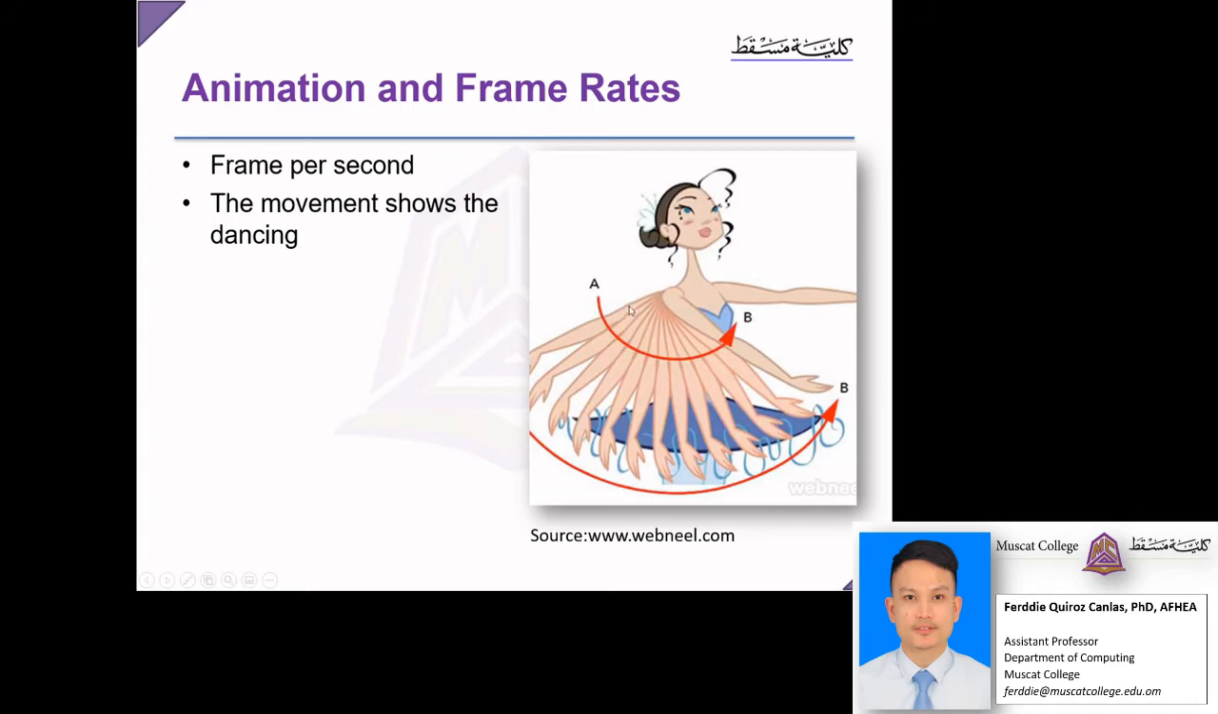From point A, the hand of this lady is from this portion, and then little by little it moves, correct? So you have keyframes here, keyframe A and keyframe B. So we have the beginning of the frame A here, and we have the ending of keyframe B here.